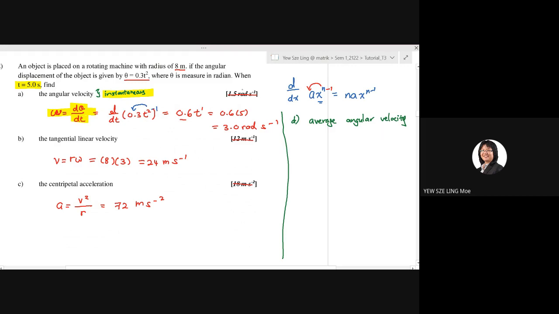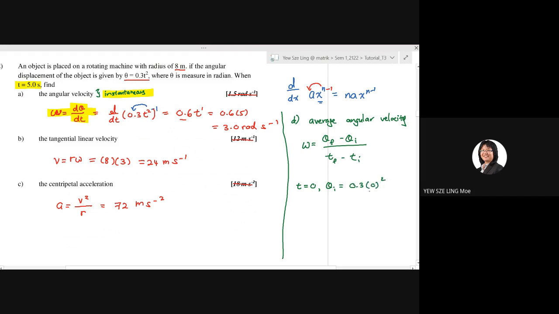So how to calculate? If your object starts from its initial position, at t equals 0, start from t equals 0. So let's see. In order to calculate average velocity, if you recall, the formula is omega equals theta final minus theta initial over t final minus t initial. So we want to calculate theta. Let's say at t equals 0, your theta initial is equal to, basically you substitute 0 into the equation.